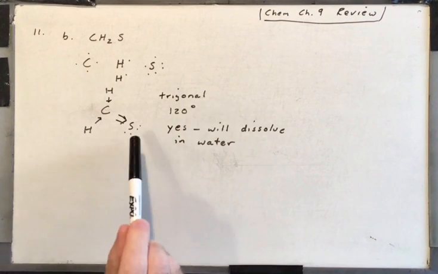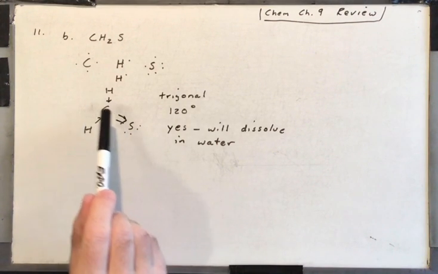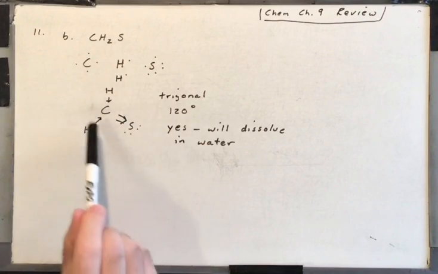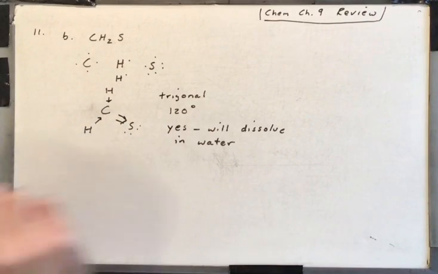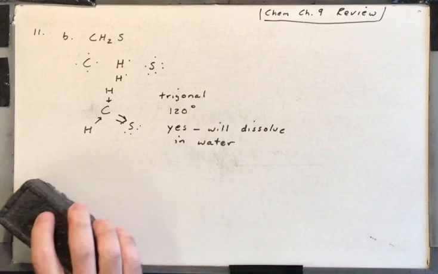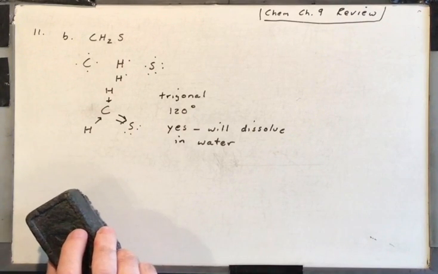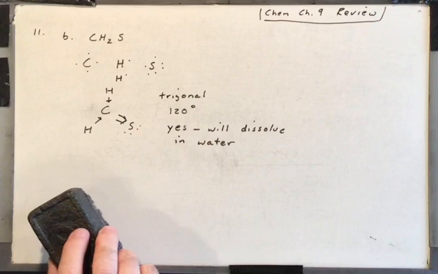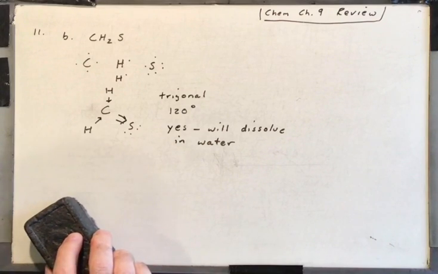You don't really even have to know that sulfur is more electronegative than carbon. You just know that these don't cancel each other out. So it will dissolve in water. We should have some, hopefully, that'll cancel each other out. I'm not really sure. Maybe in this example we may not.